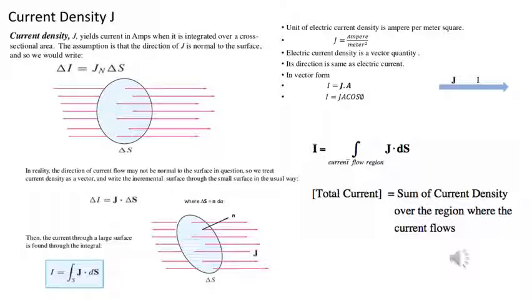So let's see the situation that we have taken here. di is equal to j dot ds. So di is equal to j ds cos theta. So total current in the situation, we can simply write I as integration of di. You have done such type of things before. So I is equal to integration of di, that is integration of j ds cos theta. That is j dot ds, sum of the current density over the region where the current flows. So overall I can write I is equal to integration of j vector dot ds.